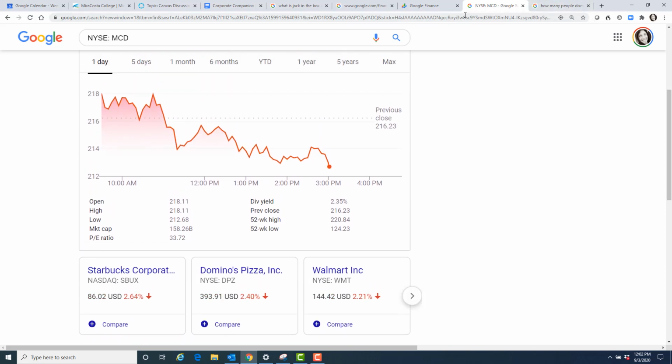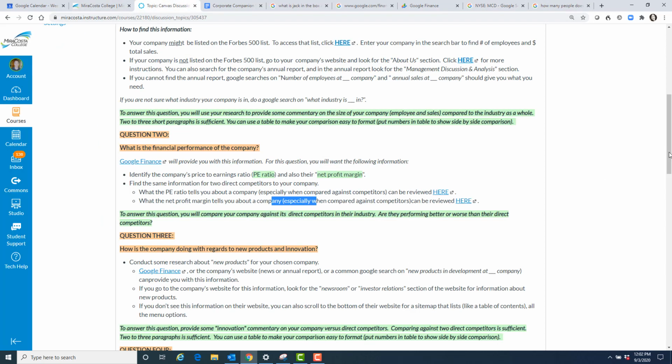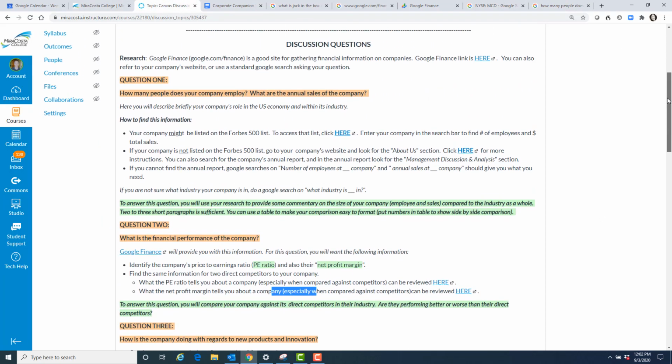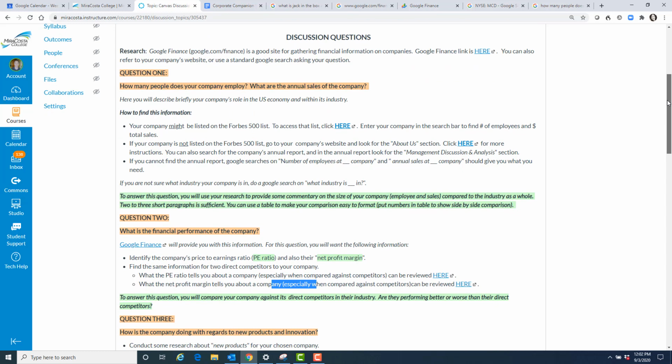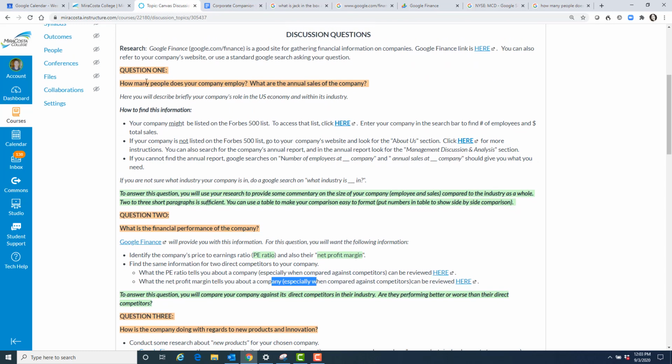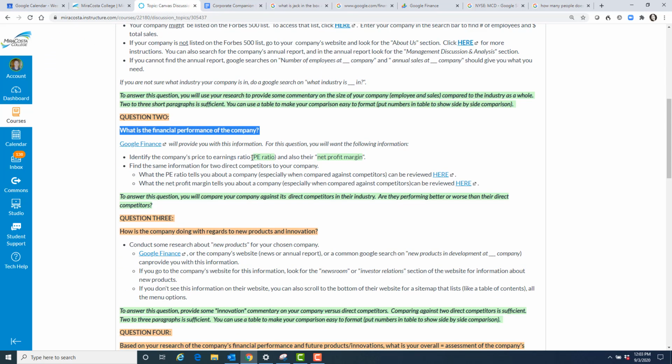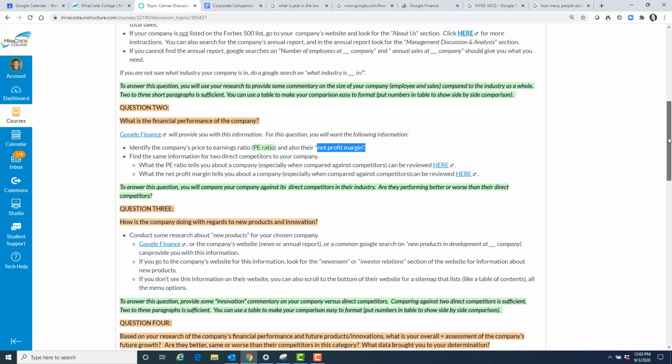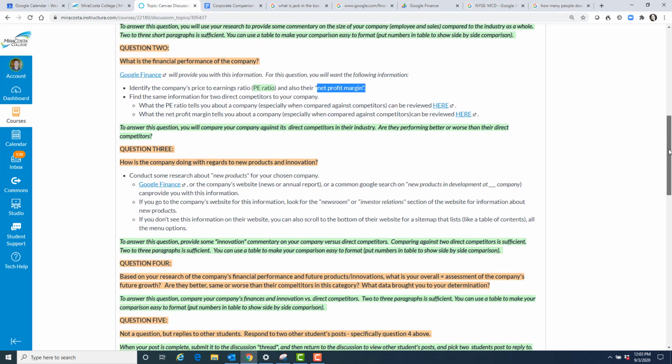All right, so we've got our first two questions, and these are the kind of commentary that you would write about as you're evaluating your companies. So we did question one, we got the number of employees, we got annual sales. Question two, we've got their financial performance, just a couple of basic metrics, the PE ratio, how inflated is their stock price, net profit margin, how efficient are they with their operations. Let's move on to question three.